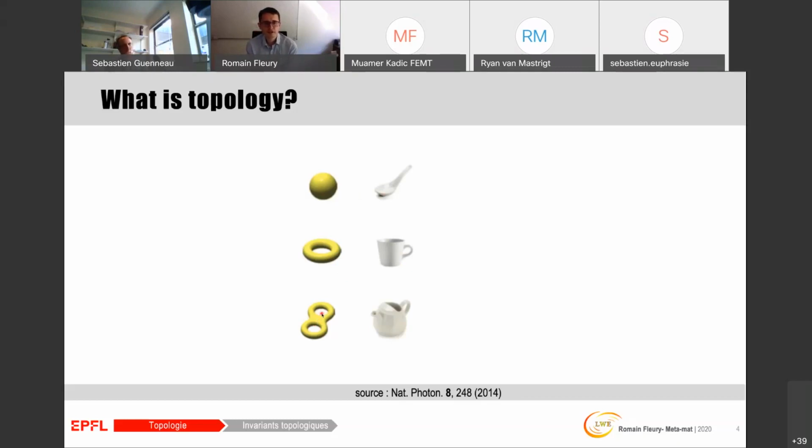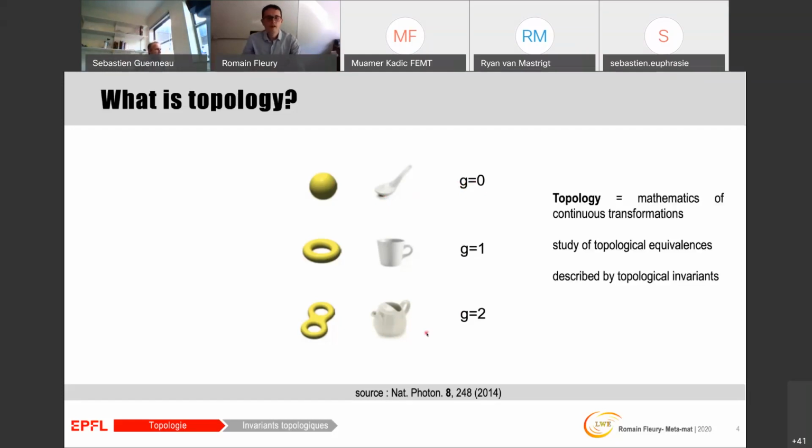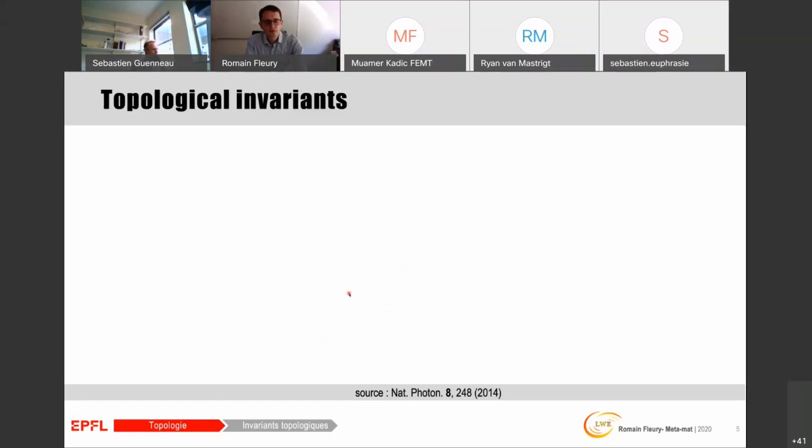So topology is about classifying these objects. And we often deal with topological invariants, which are integer numbers that describe each of these classes of objects. So this class has 0 holes, so we can count the number of holes or handles in those closed surfaces, and this is called the genus. It's an integer number that classifies those objects. So this is 0, this is 1 hole, 2 holes, etc.